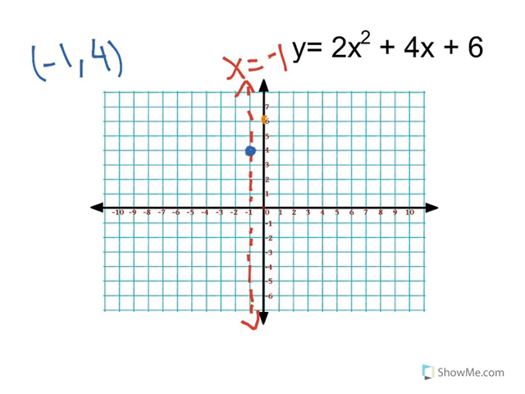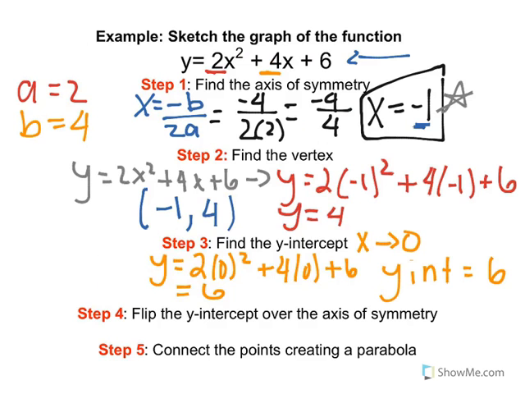So our y-intercept was positive 6, so we're going to put a point right there at positive 6. So let's look back at our steps. The next step says to flip the y-intercept over the axis of symmetry. And then we're going to connect the points, creating our parabola. So let's go back to our graph.